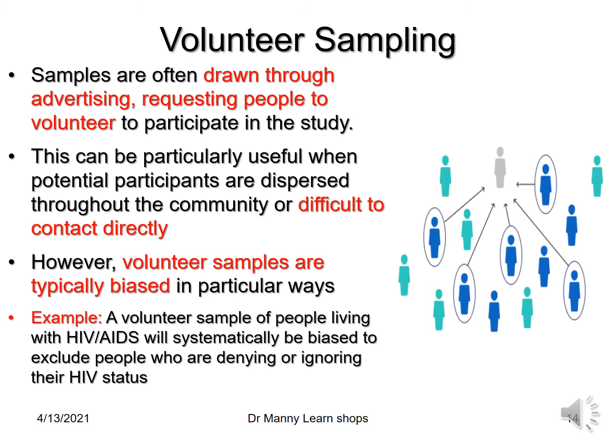For example, a volunteer sample of people living with AIDS will systematically be biased to exclude people who are denying, or they don't want to share the fact that they have HIV, or they ignore their HIV status. So volunteer sampling may have certain biases associated with it, which will not provide trustworthy, credible information about a particular problem.